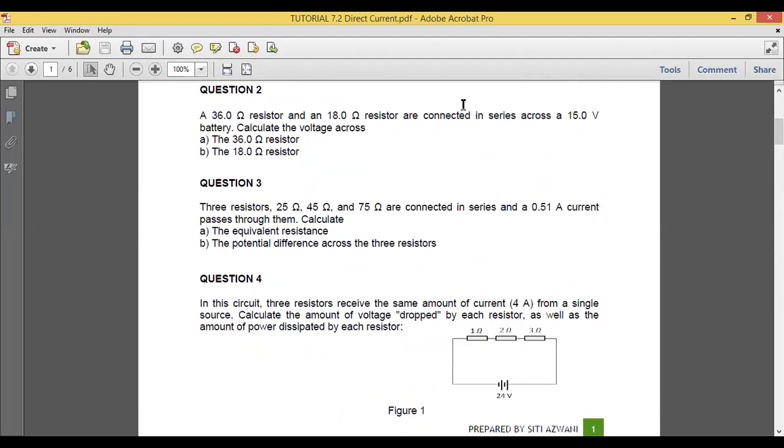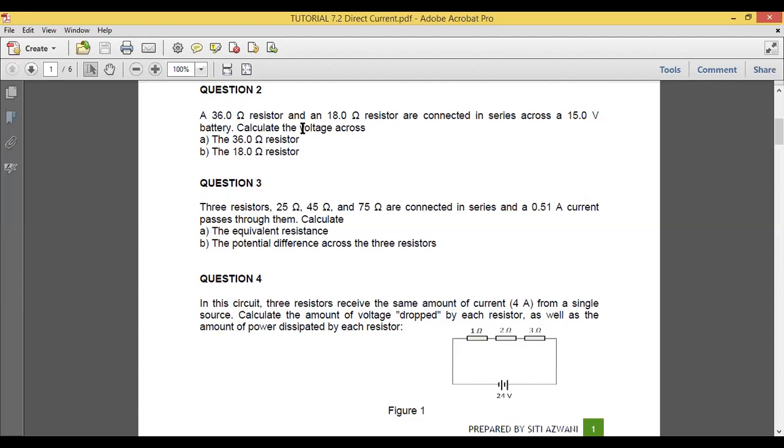your question using the concept of resistors connected in series or in parallel. For example, for question two, they want you to calculate the voltage across each resistor. For this part, you need to understand the concept. You need to know how to differentiate between the voltage, how to calculate the voltage, how to calculate your current, and how to calculate the total resistance in series or in parallel.